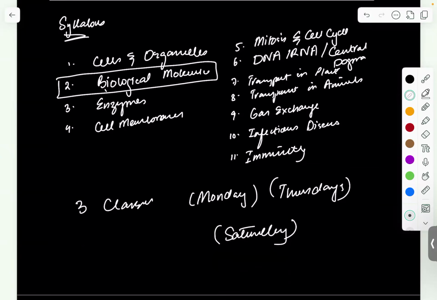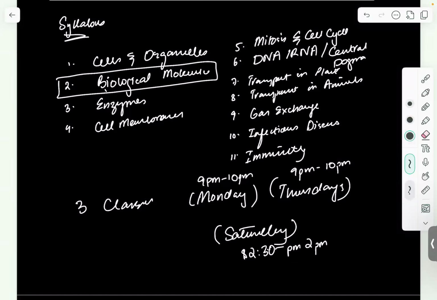So Monday it should be 9 p.m. to 10 p.m. Thursdays it's 9 p.m. to 10 p.m. and Saturday, well, I don't remember what I said, but it's like 12:30 p.m. to 2 p.m. Or it's either this. I'll double check this, but I think it's 12:30 to 2 p.m. Pakistan time. Yeah. So this is the schedule.